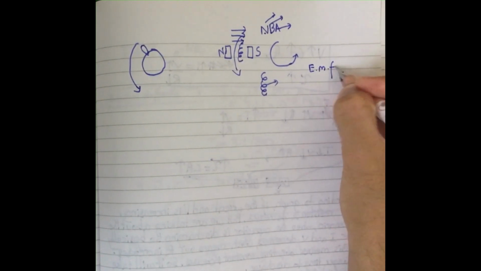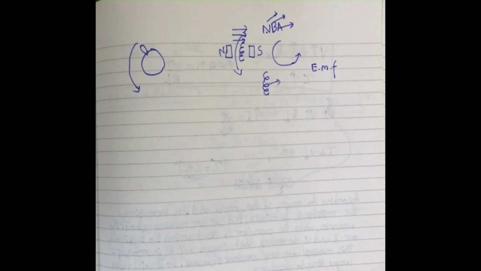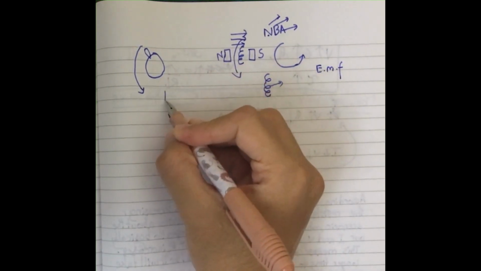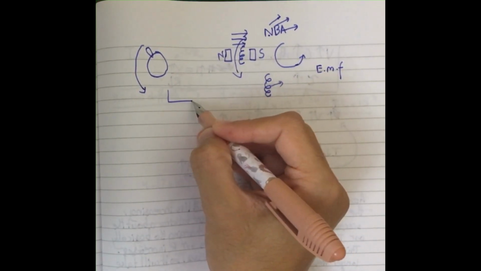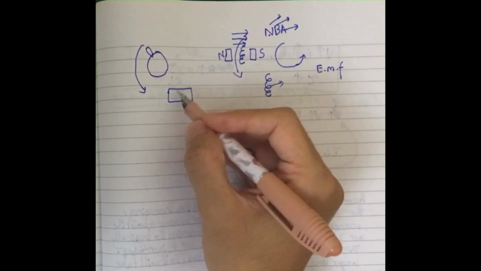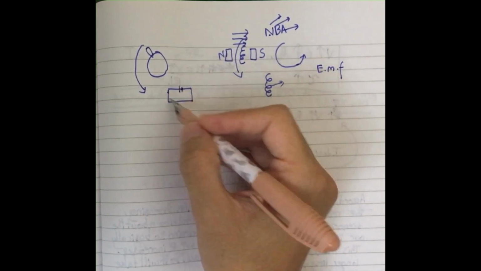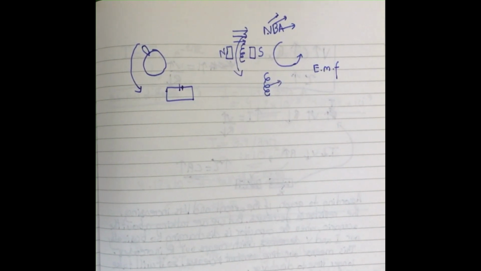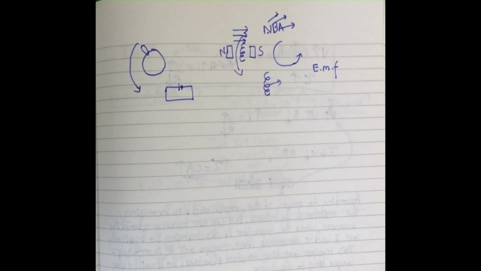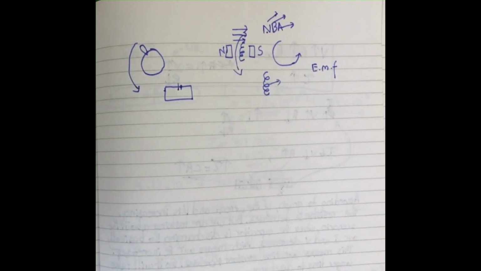And EMF can only make current flow if it's a complete circuit. For example, this is a complete circuit with a battery and so on. You must have a complete circuit in order for the EMF, voltage or current to flow. So the circuit will have a current flowing in it, and because of that current, the LED starts flashing.